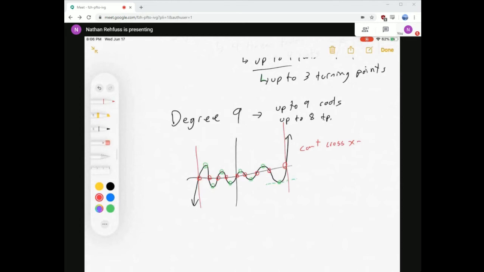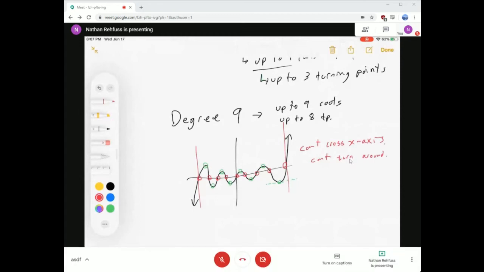And we can't turn around. If we can't do either of those, all we can really do is zip off in one direction. So the end behavior is really simple. On the right, we either zip off up or zip off down. On the left, we either zip off to the right or zip off down. I think you can see examples of all of those behaviors up here.